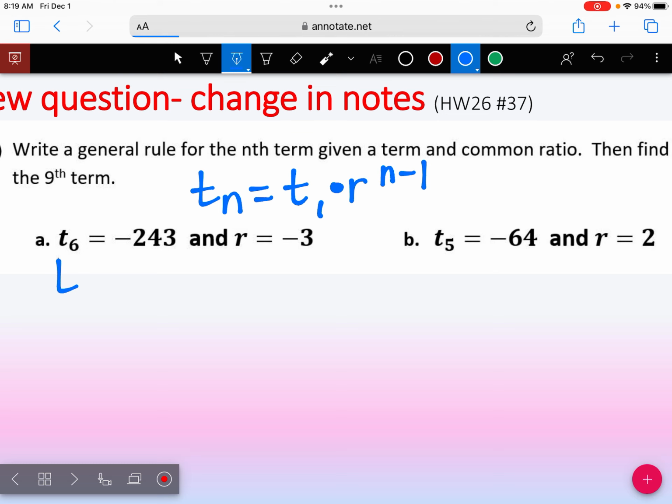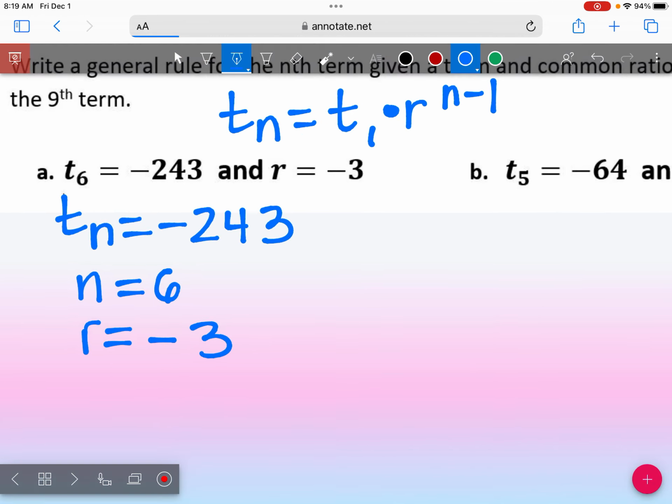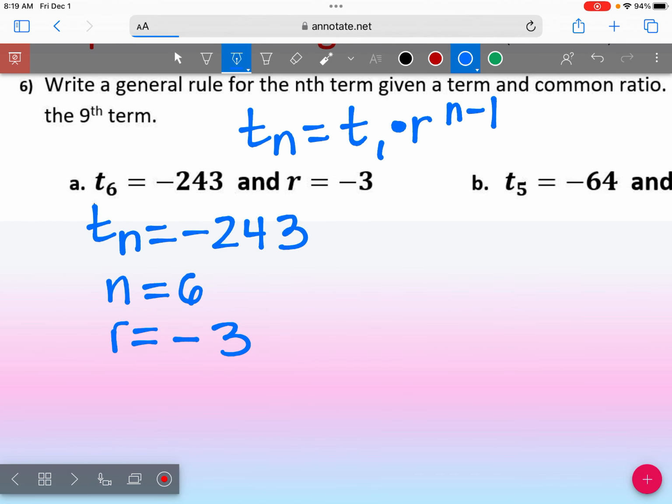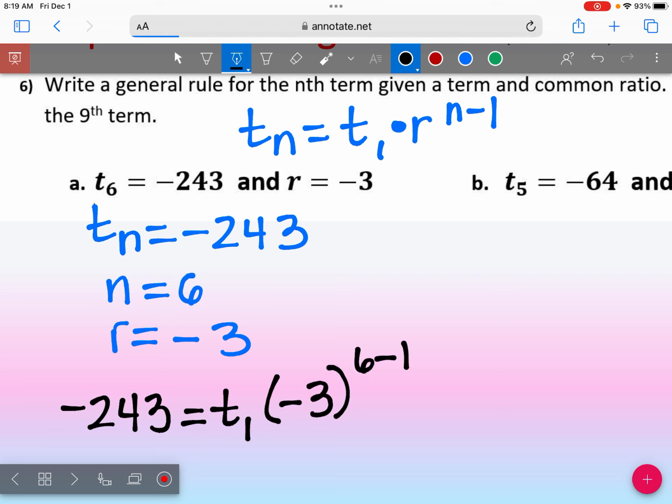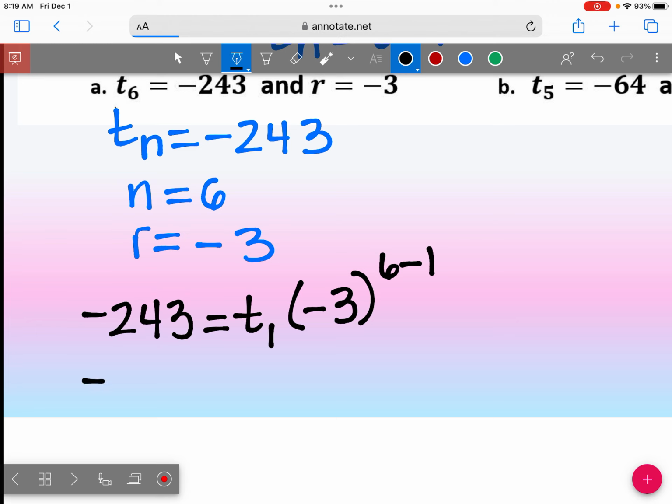So in this example, T sub n is negative 243. N is 6 because that's the sixth term. R is negative 3. So we're substituting these three pieces of information into our formula. So negative 243 equals T sub 1 times negative 3 to the power of 6 minus 1. So negative 243 equals the first term times negative 3 to the power of 5.